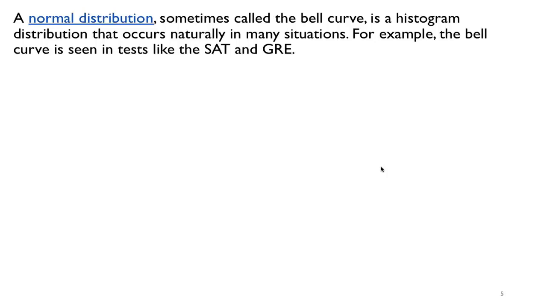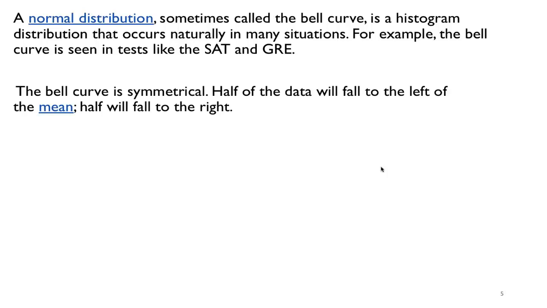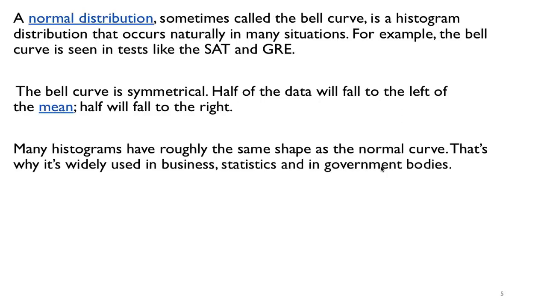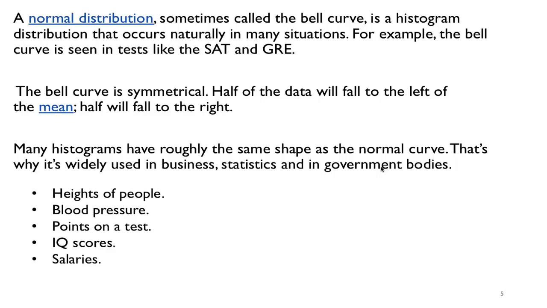And there's a special distribution, or a special histogram, known as the normal distribution, sometimes called the bell curve. That is a histogram that occurs naturally in many situations, for example, scores on the SAT or GRE or IQ scores. The bell curve is symmetrical. Half the data is to the left of the average, or the mean. The other half is to the right.